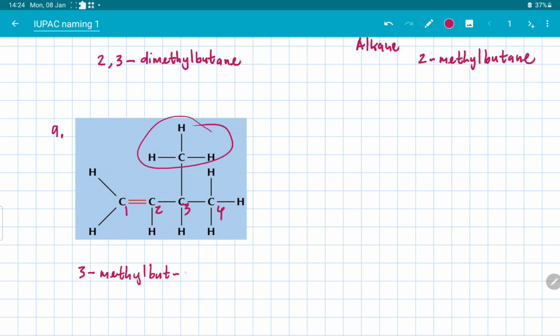Where is the double bond? But-1-ene. So 3-methylbut-1-ene.